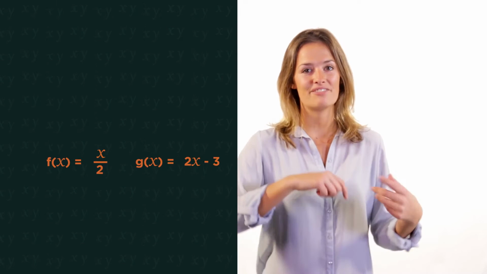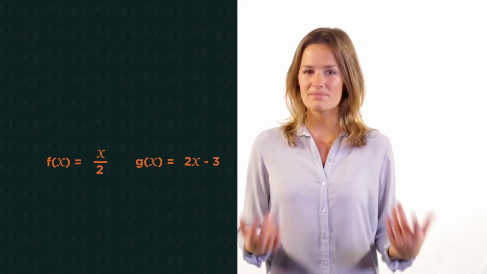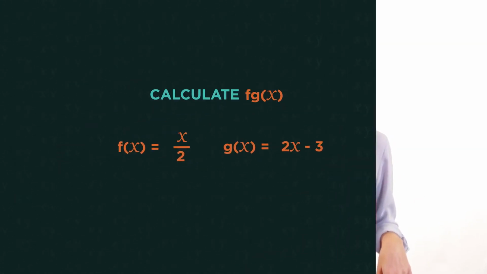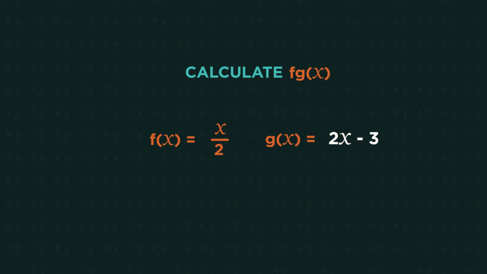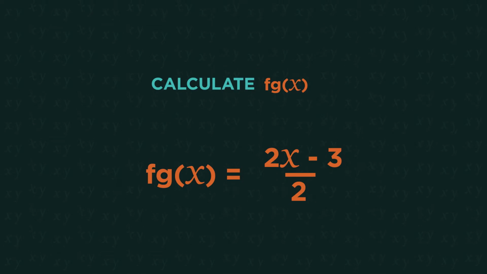We may not always be given a number. The question could just ask us to find fg of x. So then we've got to do some algebraic substitution. So we just substitute 2x minus 3 into f of x in place of any x's.